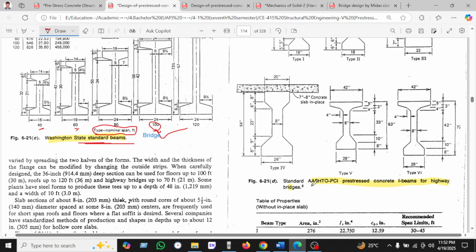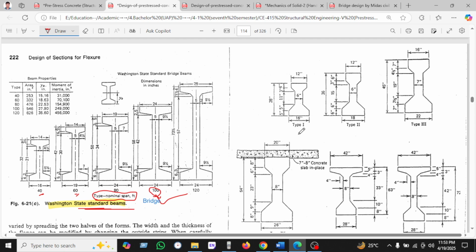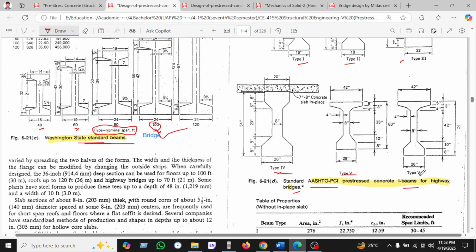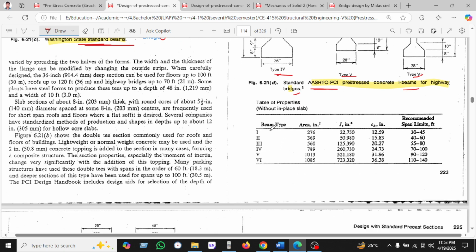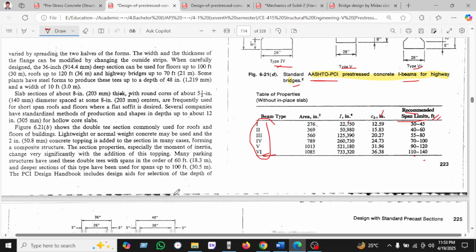Here is another standard, the AASHTO prestressed concrete I-beam for highway bridges. As we can see, this is type 1, type 2, type 3, type 4, type 5, and type 6. All the dimensions are given as per AASHTO. We see the beam type, area, moment of inertia, CB, and the recommended span limit in feet. The maximum is from 100 to 104 feet, which is type 6.